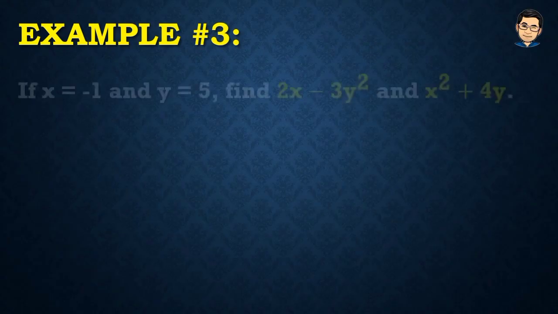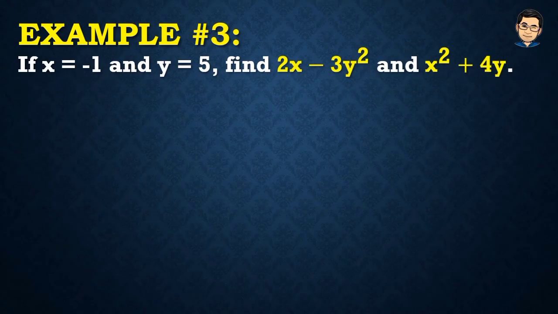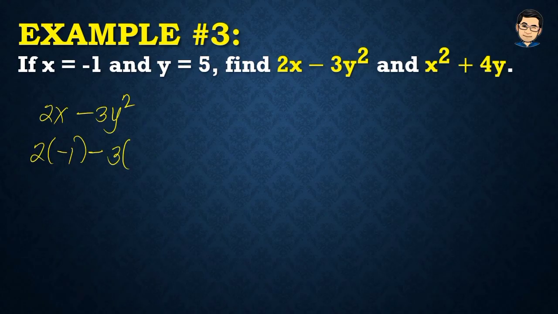Example number 3. If x is equal to 1 and y is equal to 5, find 2x minus 3y squared and x squared plus 4y. So, dito muna tayo sa 2x minus 3y squared. So, 2 times the value of x, that is negative 1, minus 3 times the value of y, 5, raised to 2. So, 2 times negative 1, that is negative 2. Minus 3 times 5 squared, that is 25.